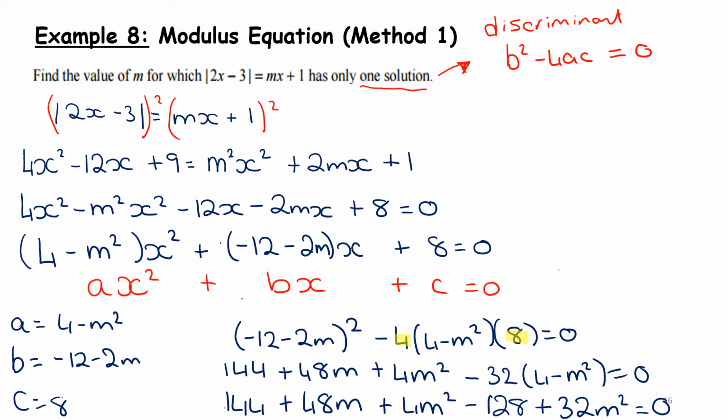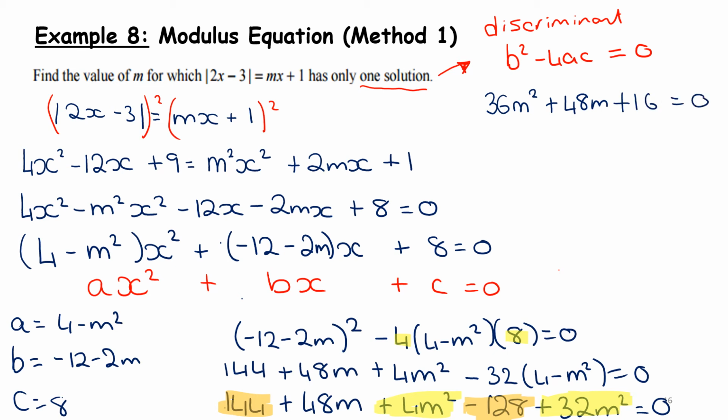We're going to tidy that up, and then we're going to solve it. So I'm going to just take my highlighter. We're going to add the m squareds. We're then going to add the constants, so minus 128 and plus 144, and then there's only one m term. So I'm just going to put it up here for the moment. So we get 36m squared plus 48m, and then that gives us a plus 16 equals 0.